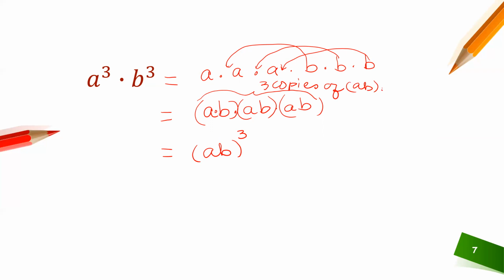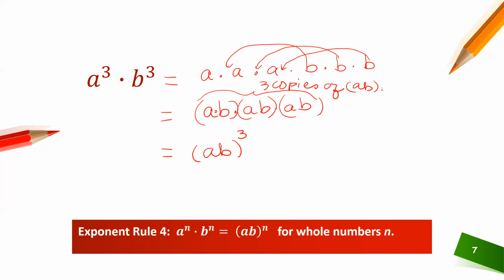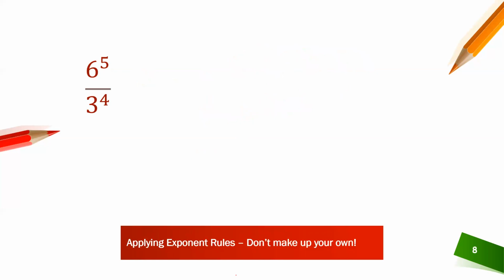Okay, so this gives us the fourth rule of exponents, and that is a to the n times b to the n is the same as a times b altogether to the n power. Okay. Now let's practice these rules. Just don't make up your own, right?